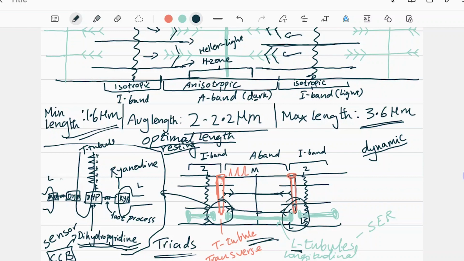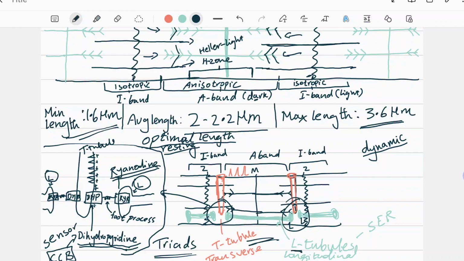This is an L tubule, and this is an L tubule. So you have an L tubule over here, and an L tubule over here. Now these L tubules are the smooth endoplasmic reticulum, and there's a calcium channel called the ryanodine receptor. Ryanodine. Okay, so please remember this, ryanodine receptor.